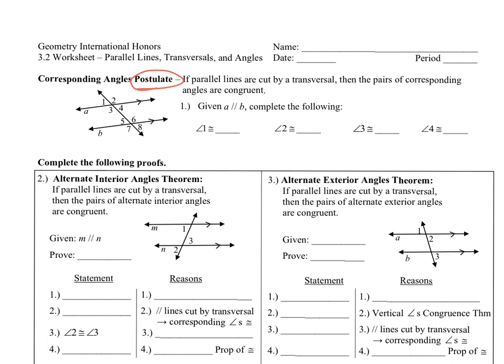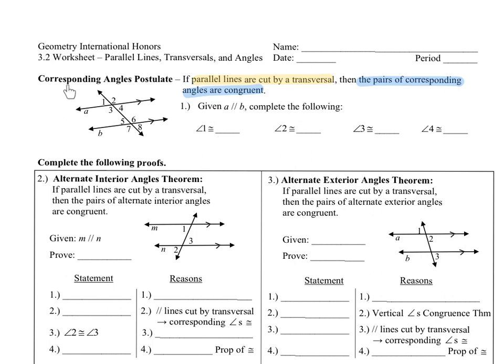So we're going to talk about this corresponding angles postulate that says the following. It says if parallel lines are cut by a transversal, then the pairs of corresponding angles are congruent. So let's look at this example where we're given that A and B are parallel lines. We already knew that because we see the symbols here. So given that A and B are parallel, let's complete the following.